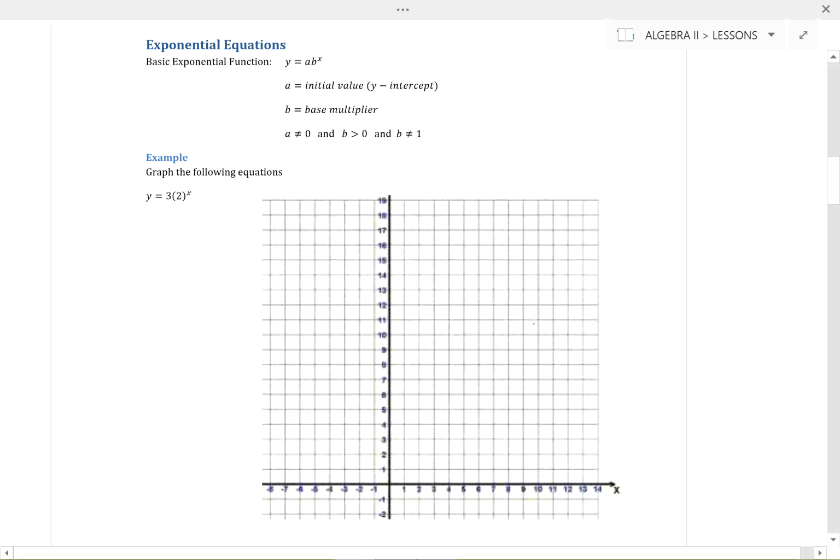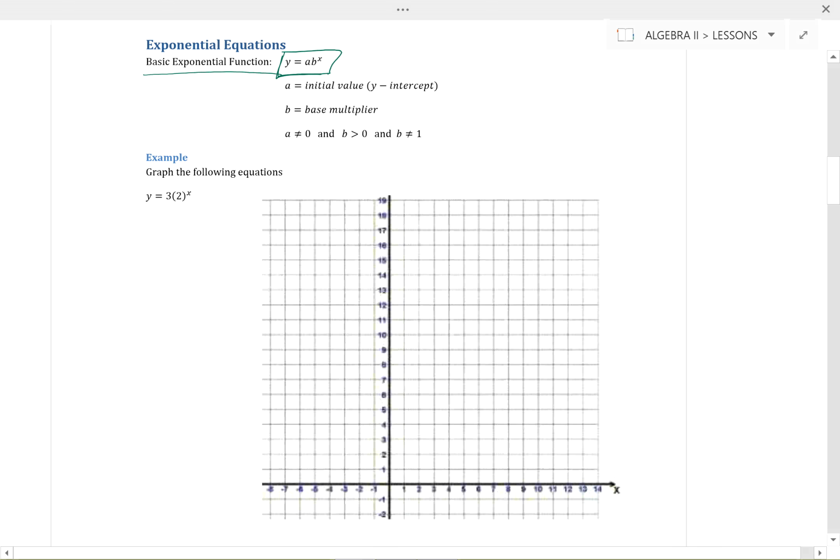This is the first of two lessons in which we're going to take a look at exponential equations and graphing them. In this first lesson, we're going to take a look at the basic exponential function, y equals a times b to the x. In the second lesson, we're going to take a look at that same thing, but with vertical and horizontal shifts added to it. But in order to get a basic understanding and working knowledge of how exponential equations work, we're going to ignore the vertical and horizontal shifts at this point and just take a look at this basic exponential function.